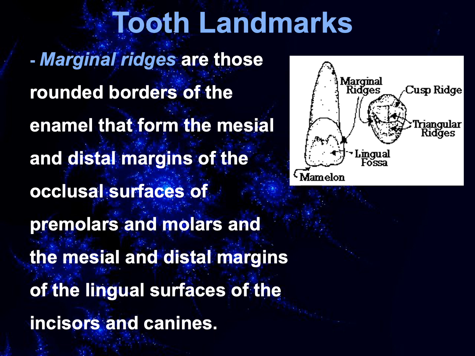Marginal ridges are those rounded borders of the enamel that form the mesial and distal margins of the occlusal surface of premolars and molars, and the mesial and distal margins of the lingual surfaces of the incisors and canines. I just explained the marginal ridges found on anterior teeth, but in posterior teeth we can find them here. You will be familiar with the surfaces later on. This is the buccal surface of the premolar, and this is the lingual surface. So these are the marginal ridges on the mesial and the distal surfaces of this tooth.